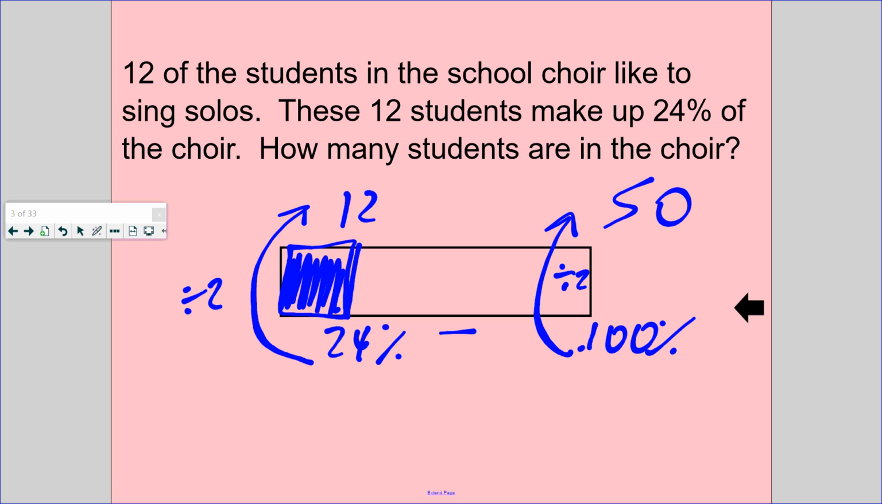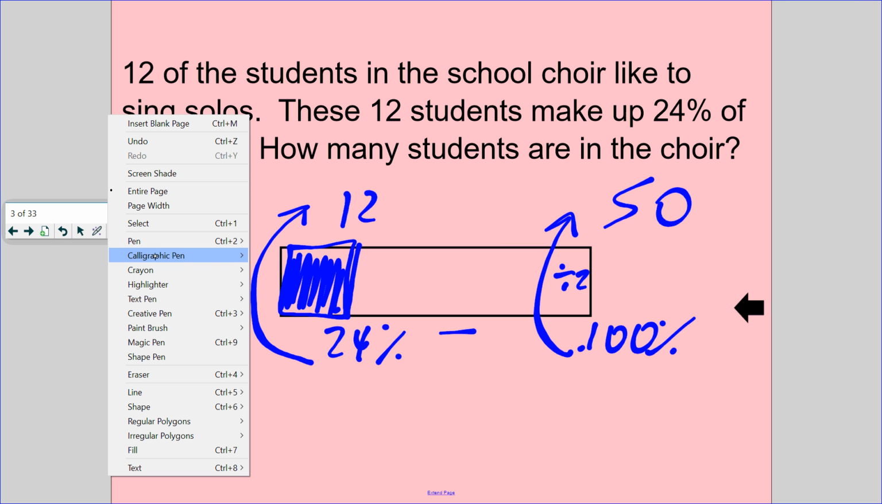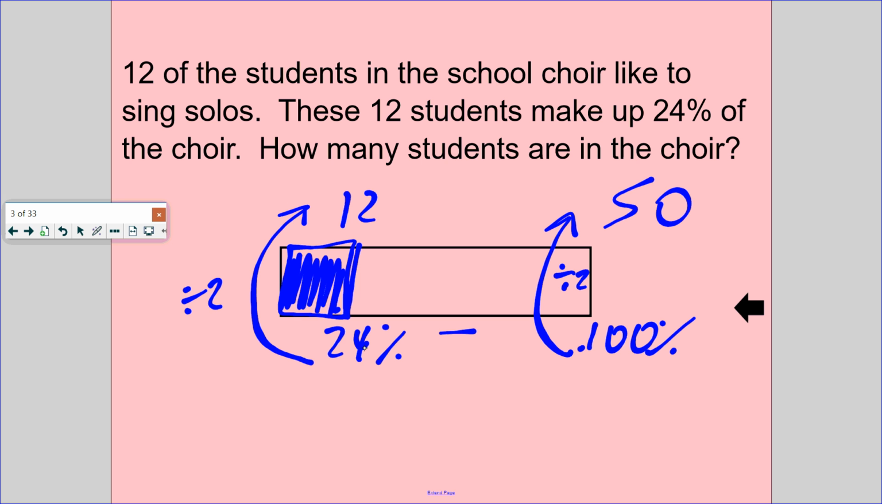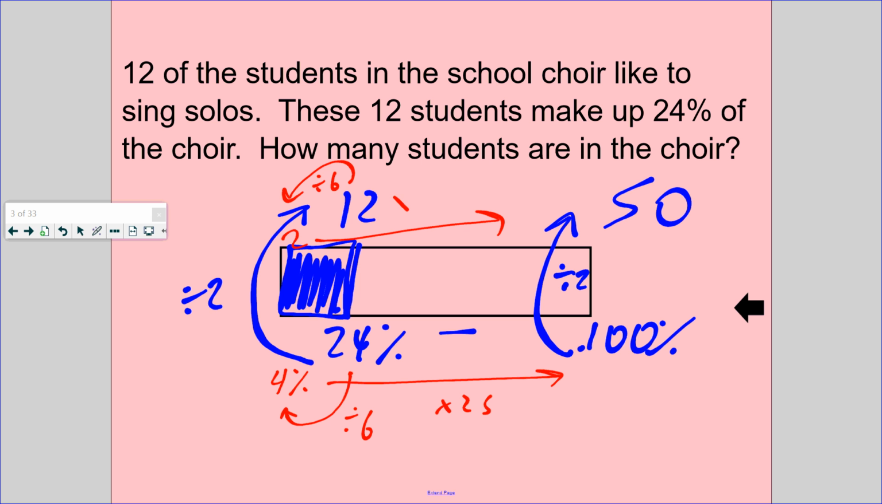Maybe you don't like that way. I actually had somebody who liked it this way. Can I break 24 down to 4%? Divide by 6, and that's 2. So there are 2 people for every 4%. How do you build 4% to 100%? Times 25, and that's where you get 50.